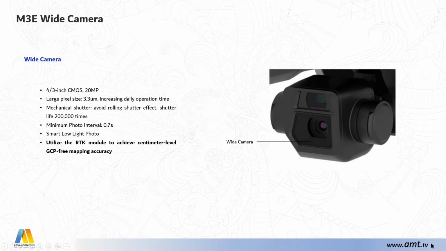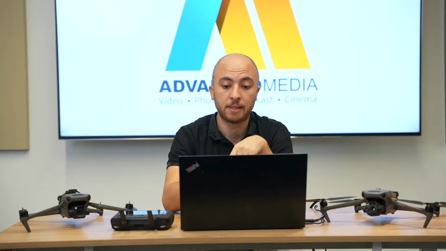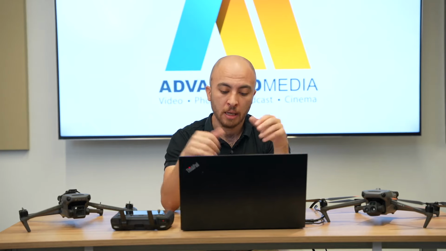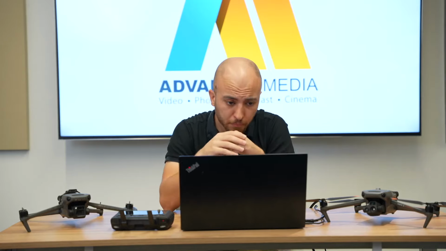Of course, the drone can take the RTK module as an accessory. We will be mentioning this in detail in the next slides. So this is for the E version only. The wide camera on the E version is different from the wide camera in the T version. Again, the telecamera, both of the versions share the same specs.